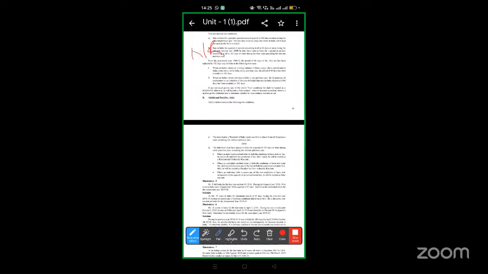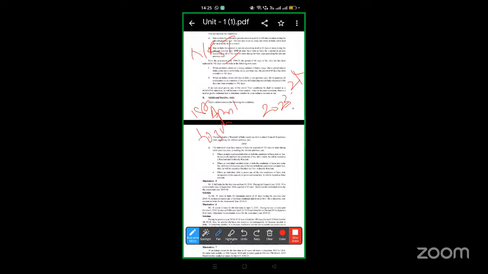What are those basic conditions? The first one is an individual must have stayed in India for a period of 182 days or more in the relevant previous year. So our previous year is what? 2023 to 24, that is 1st April 2023 to 31st March 2024.